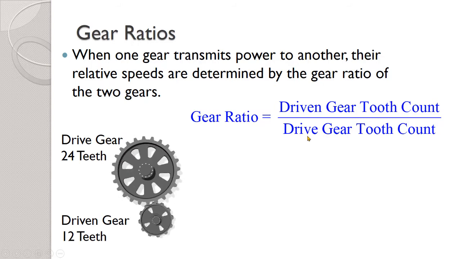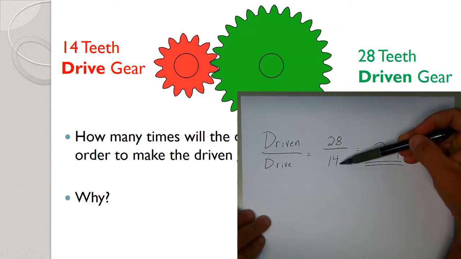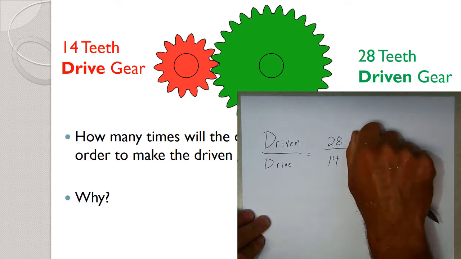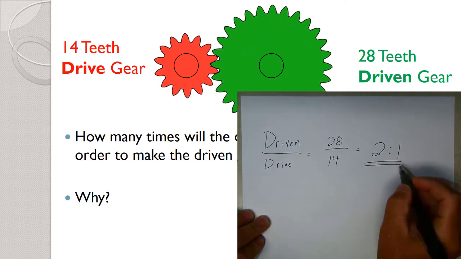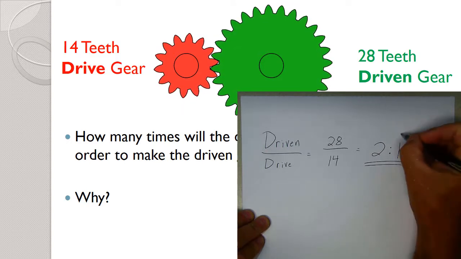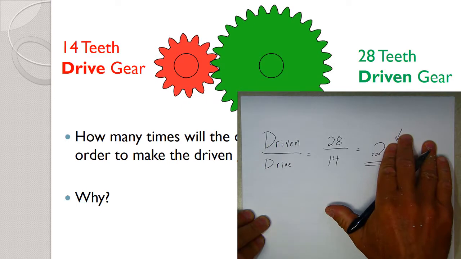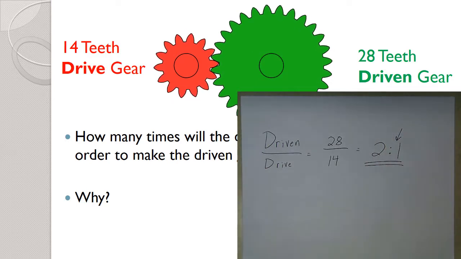So in our previous example, there was 28 driven gear teeth divided by 14 drive gear teeth. 28 divided by 14 is a fraction that would be 2, but remember this is a ratio, so we would say that it's 2 to 1. Always remember to put the to 1 on your gear ratios. If it's just 2, that's just a number. That doesn't mean anything. 2 to 1 tells us it's a gear ratio, and we're done.